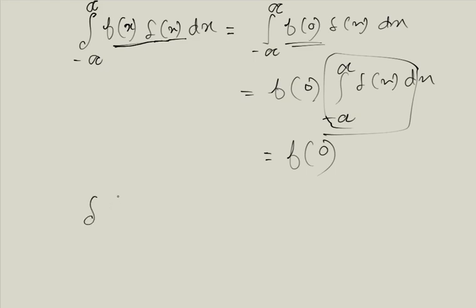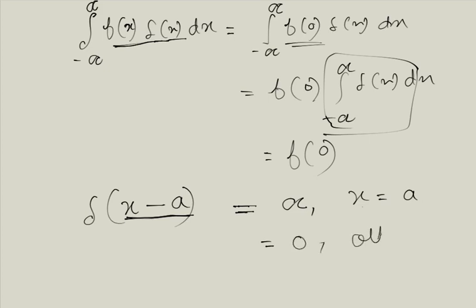And from the definition, the delta function can be written in this form also, and the definition will be infinity when x equals a, not 0 in this case, and 0 otherwise. So this property will be used in some derivation later, so I would like you to remember this.